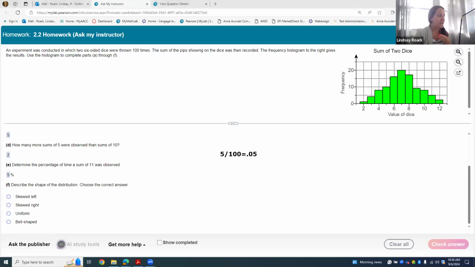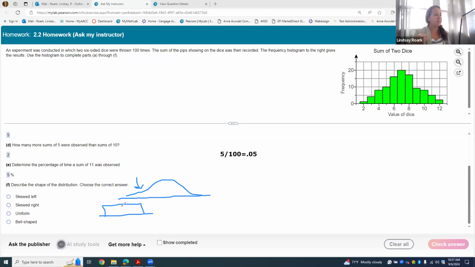Skewed left happens when there's a tail to the left. If I was to draw a continuous curve, kind of the right idea, there would be a tail coming off to the left-hand side. The tail is longer on the left-hand side. If you can picture a tail, that's skewed left. Skewed right is the opposite, where there would be a tail to the right. Uniform is where they all have roughly the same chance, the same frequency, and that would look more like a rectangle.